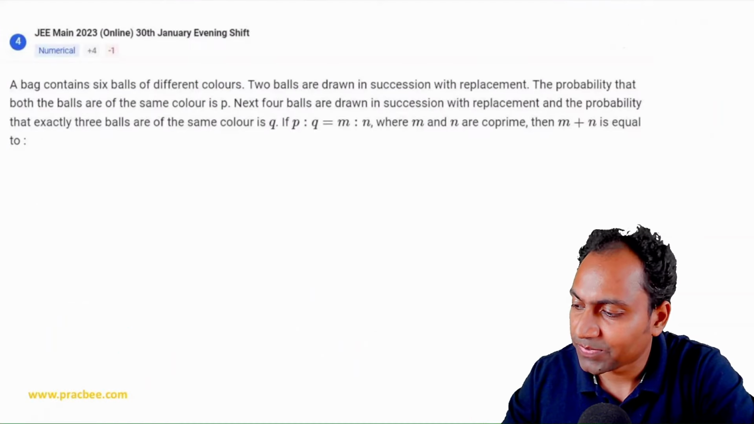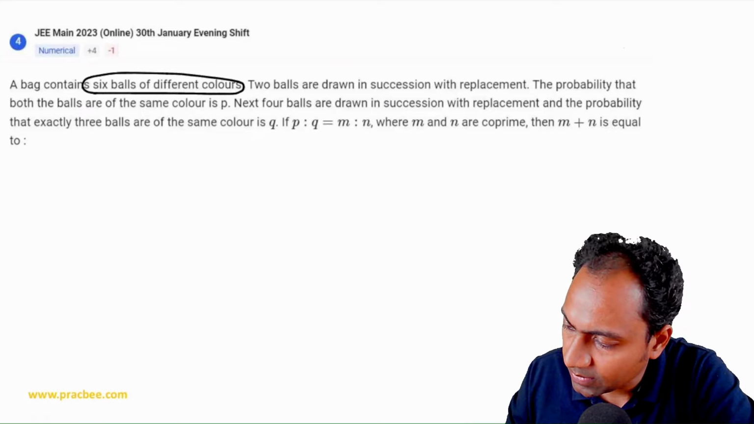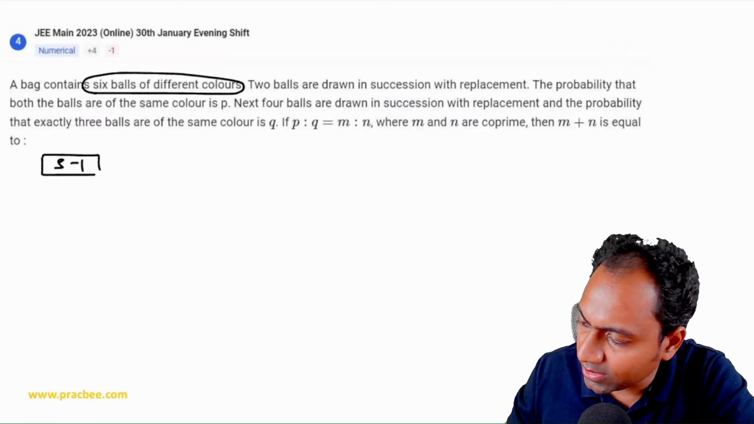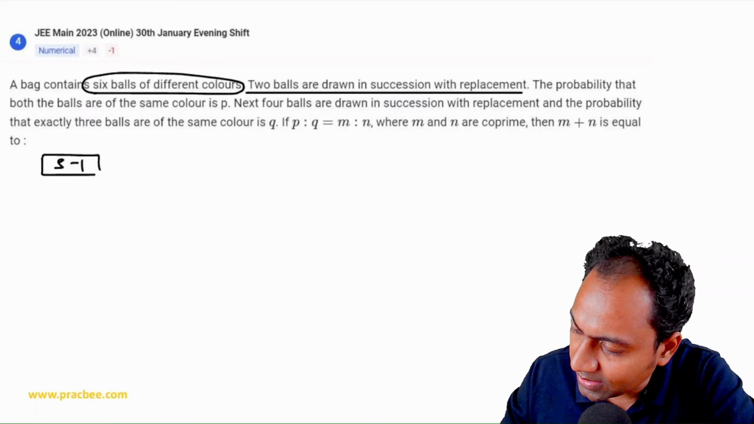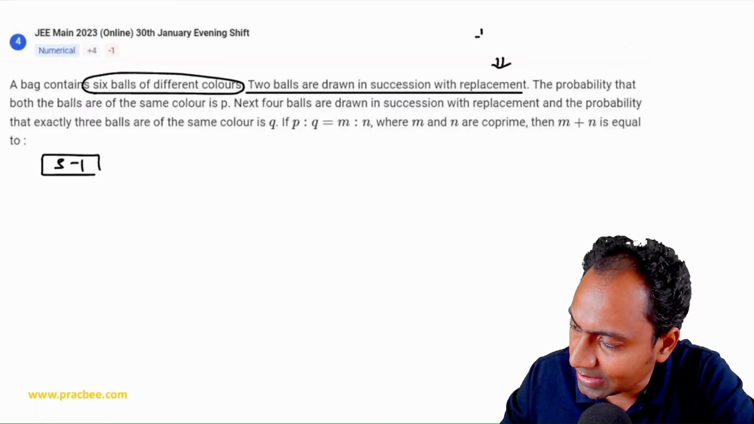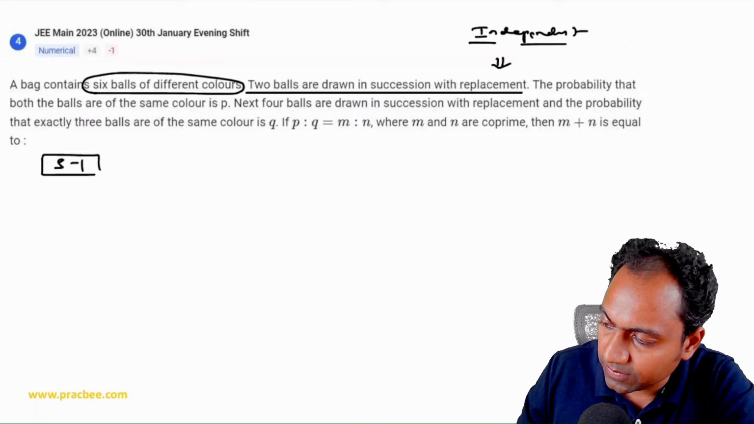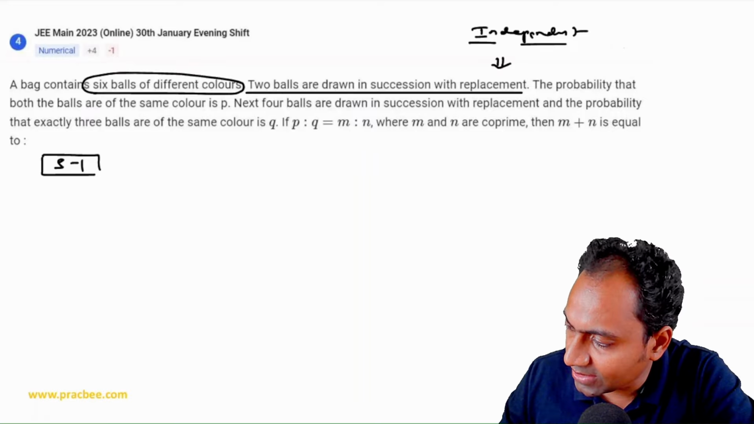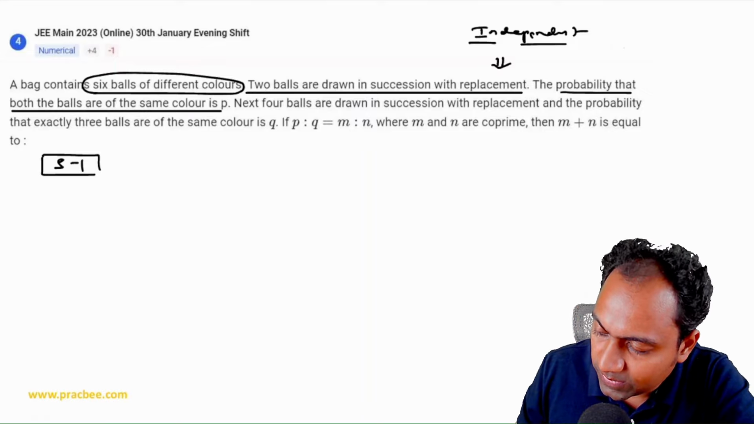Now in this next question, what they are saying is there are 6 balls of different colors. In the first scenario, scenario 1, 2 balls are drawn in succession with replacement. Whenever replacement happens while choosing a ball, these events become independent in nature. So when you are choosing the first ball, the probability of choosing the second ball is not changing. Now what they're asking is, what is the probability that both the balls are of the same color, and this probability is given as P. So what will be the value of P?